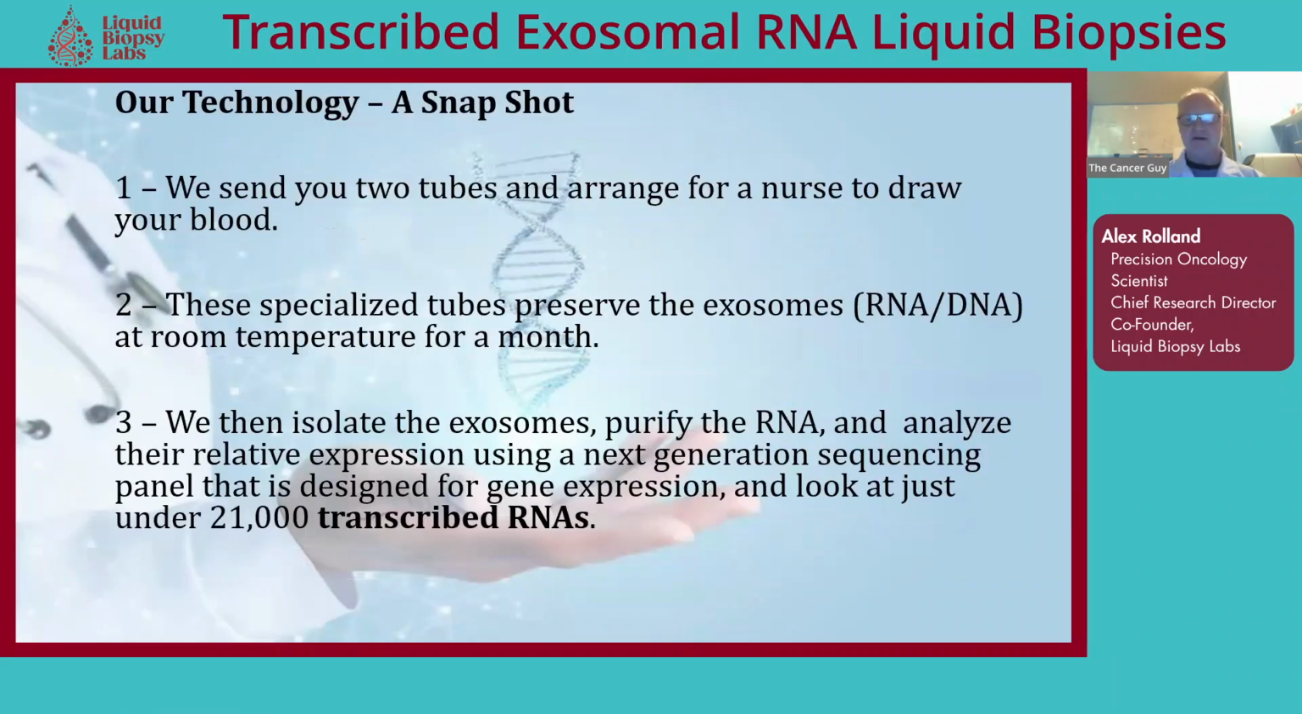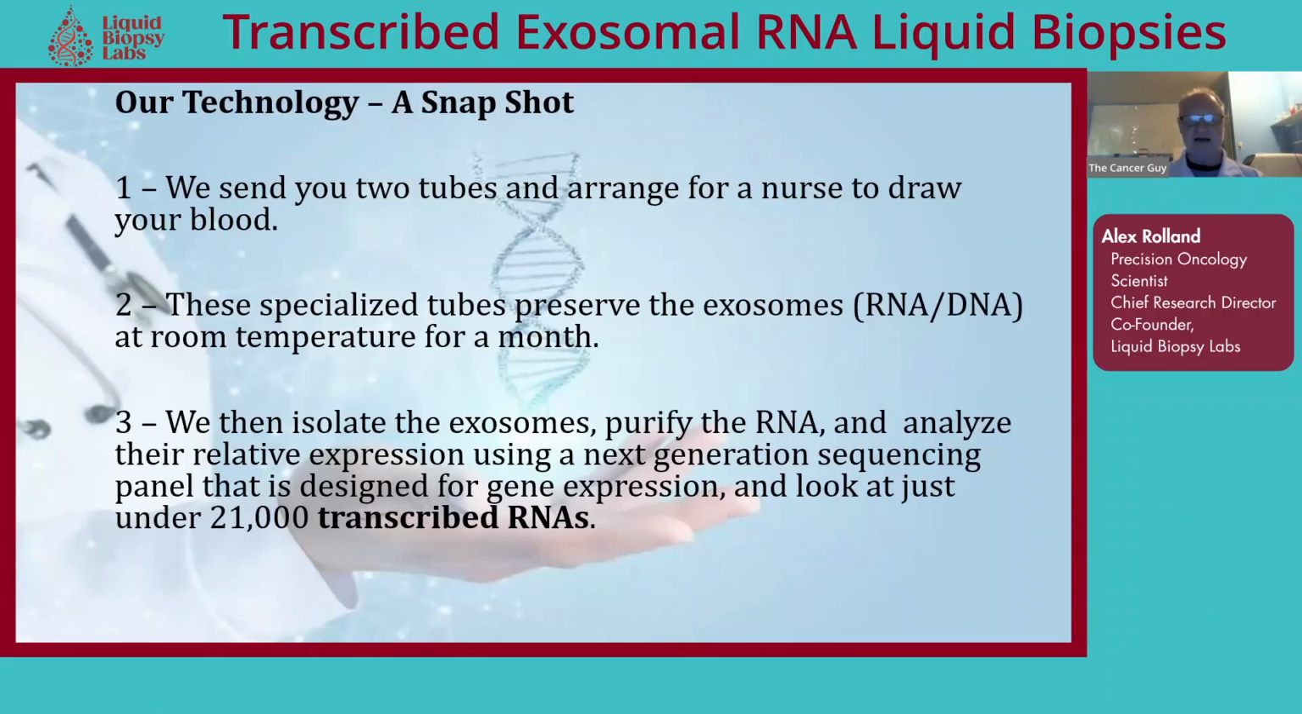So our technology, basically, what we do here is we send you 2 tubes of a specialized blood collection tube that preserves the exosomes and the RNA and DNA at room temperature. We arrange for a nurse to draw your blood. These specialized tubes preserve the exosomes at room temperature for up to a month. We then isolate the exosomes, purify the RNA, and analyze their relative expression using next generation sequencing.